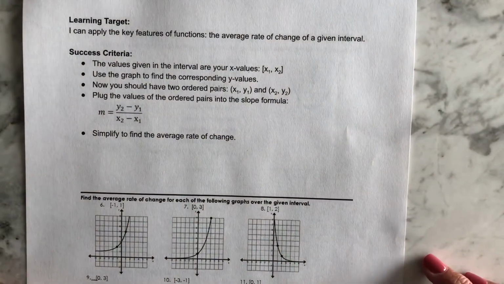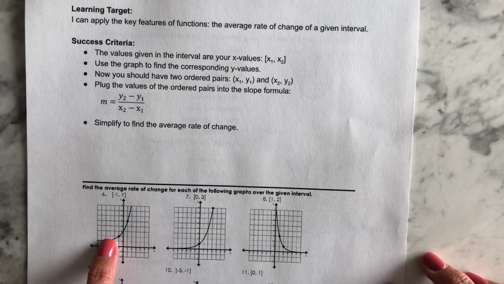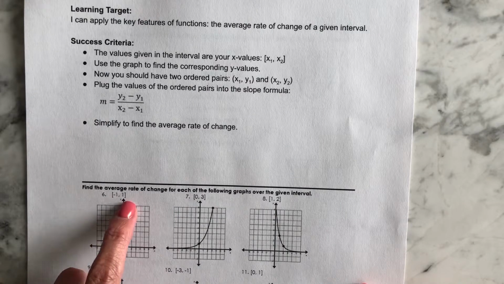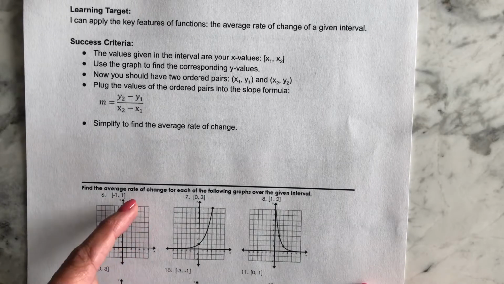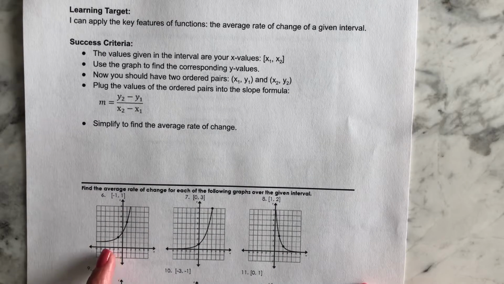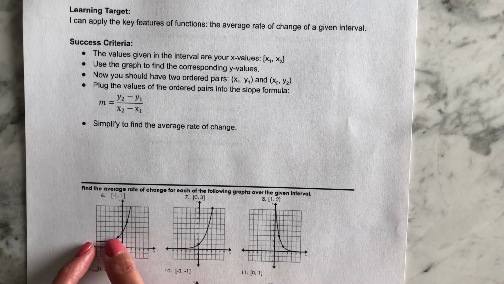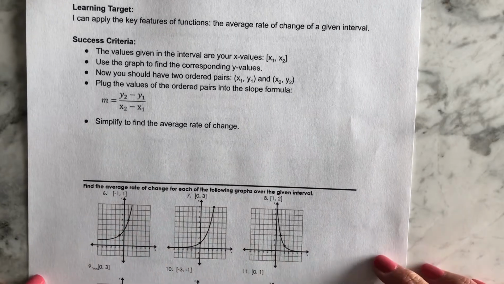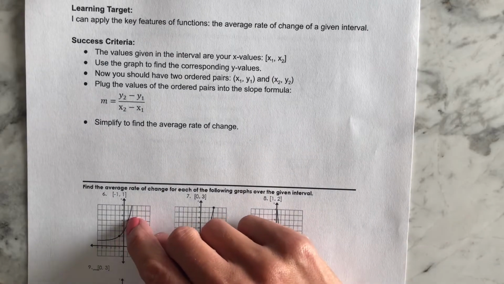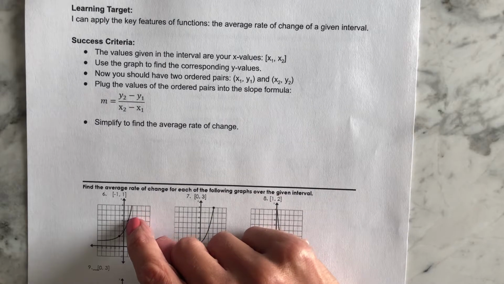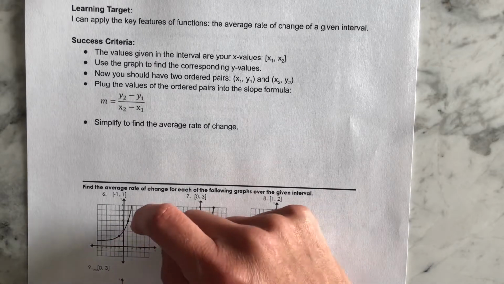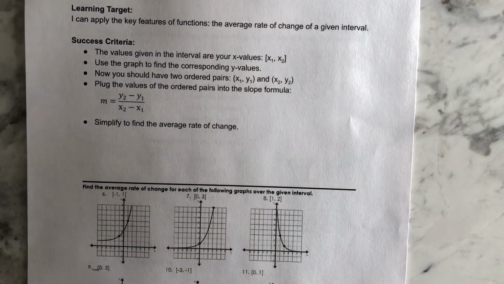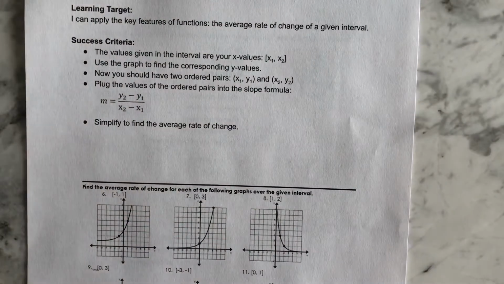So we're given a graph here. Let's look down at this graph number 6. And we're given an interval -1 to 1. And those are our x values. So we're looking at the piece of the graph from where x is -1 to 1. So from here to here. So this piece of the graph. And if you were to draw a straight line, see how it's kind of curved? But if you were to draw a straight line through those 2 points, what would be the average rate of change?